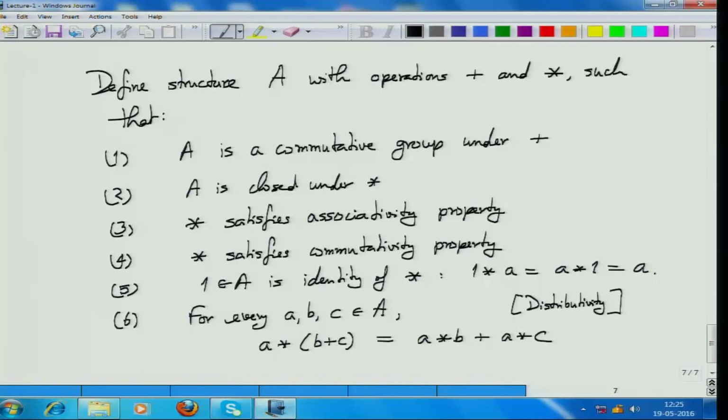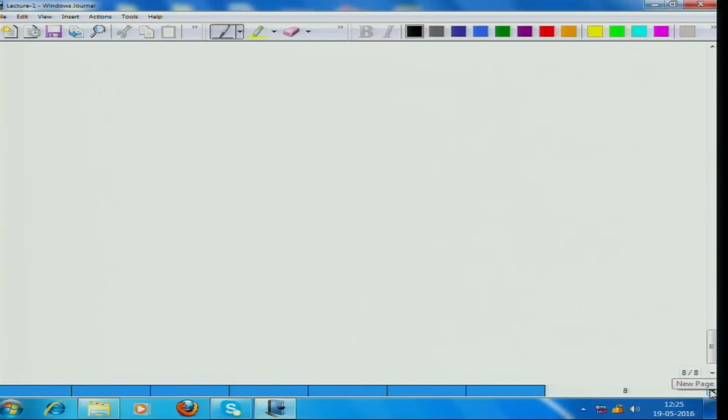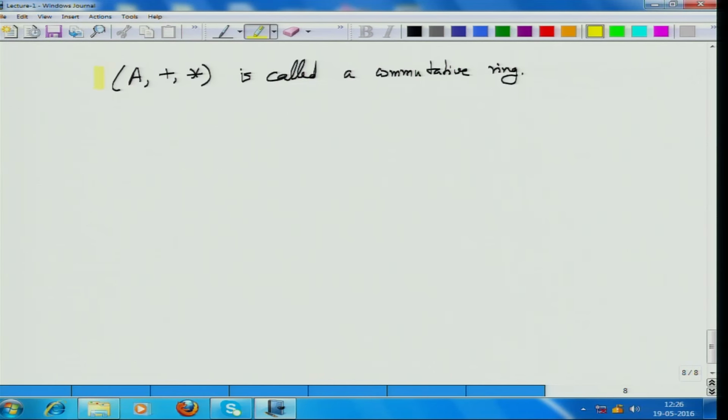And that is it. That is the structure with two operations which mimics the arithmetic operations over numbers. So, a structure like this, which is now addition and multiplication, name for this, it is called a commutative ring.